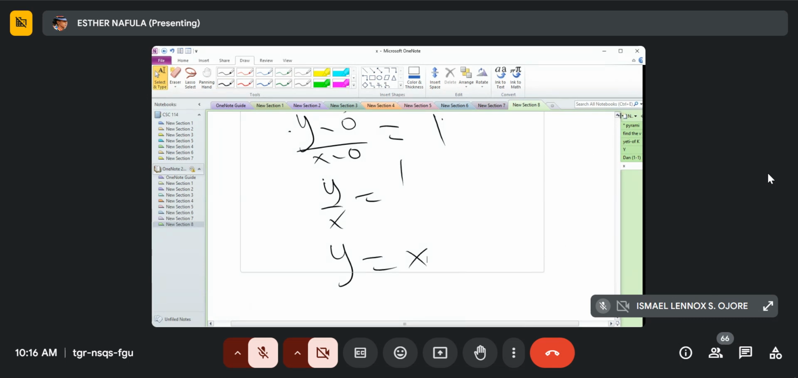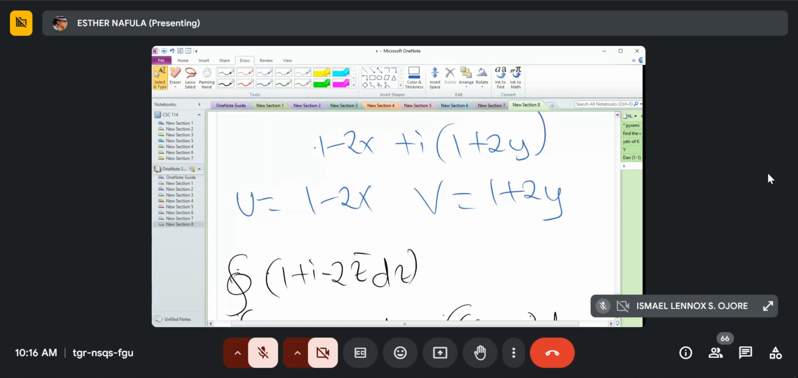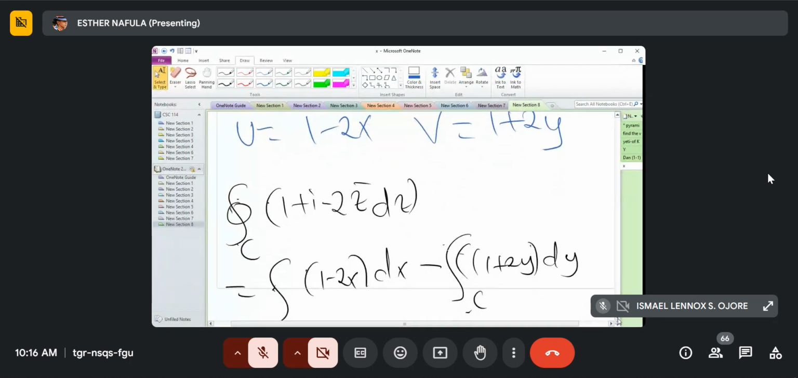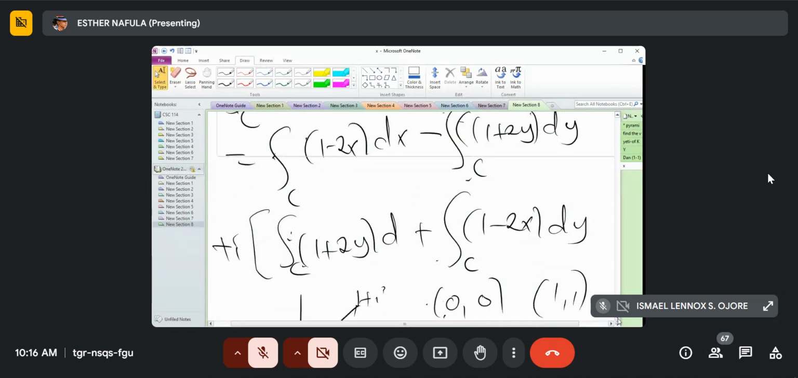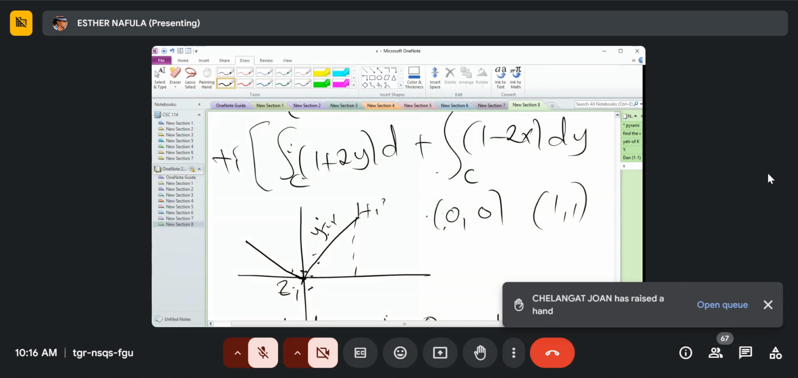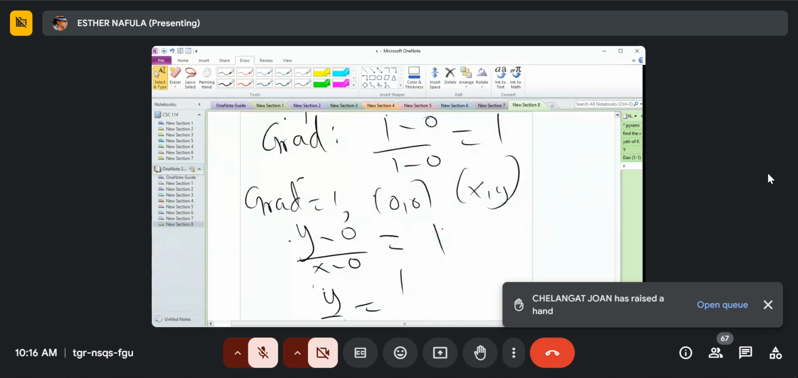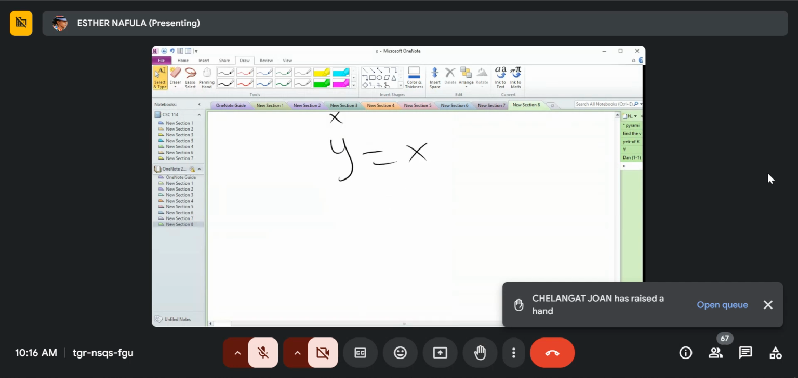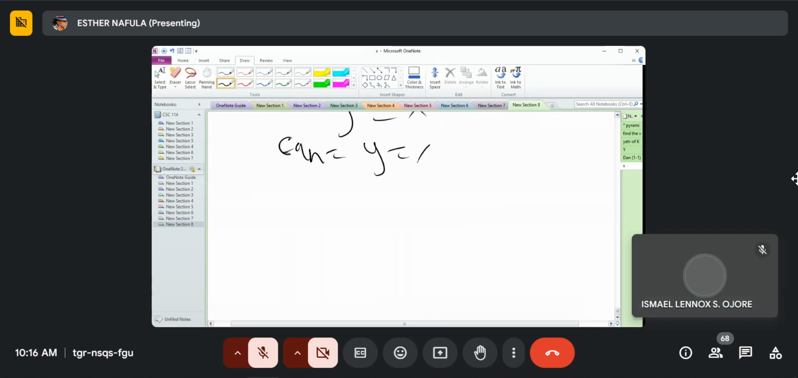So you can arrive at this by computing the gradient, then calculating the equation of that straight line, or from your sketch, you could easily see that this corresponds to the line y is equal to x. If we had it on this other side, then we'd have y equals minus x, and so on. So we have the equation of the straight line connecting z1 and z2. The equation is y equals x.